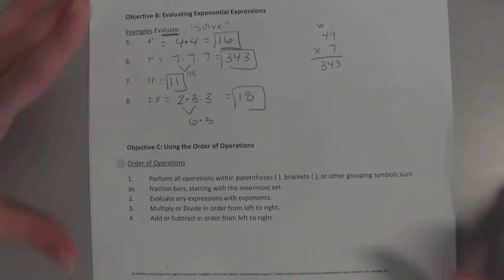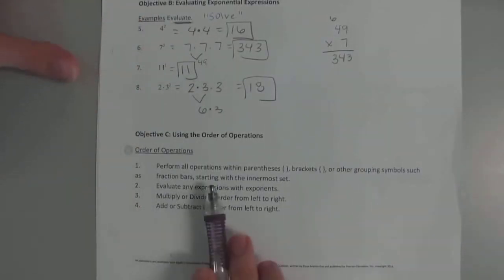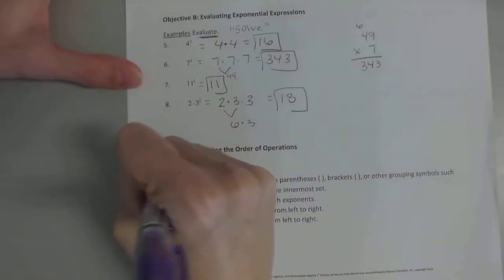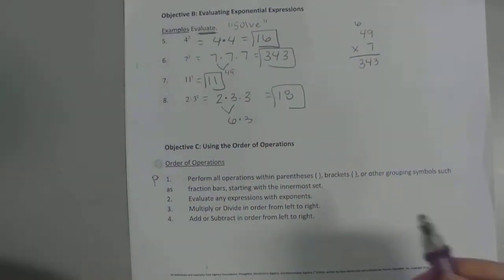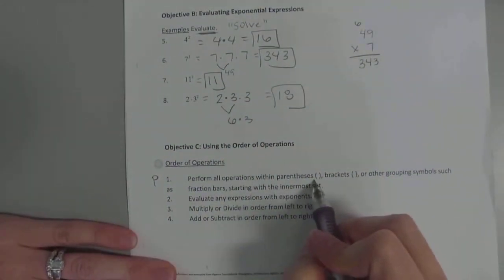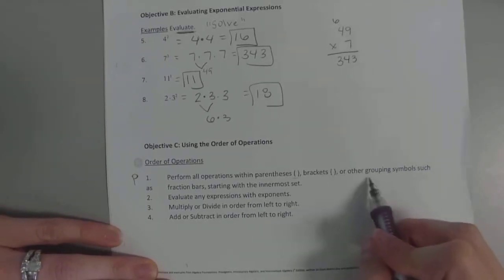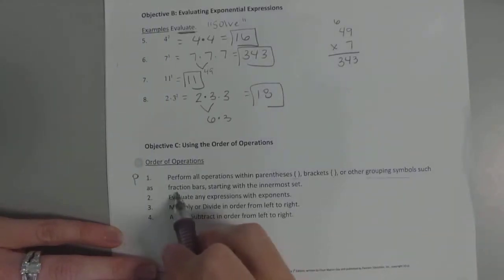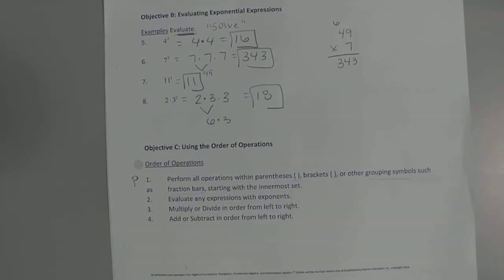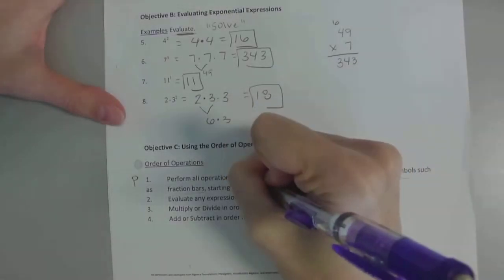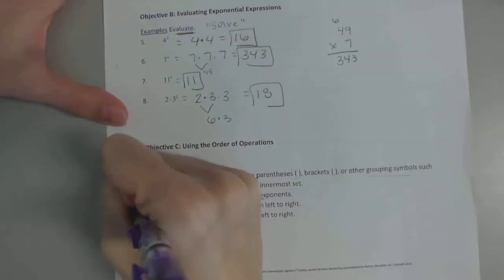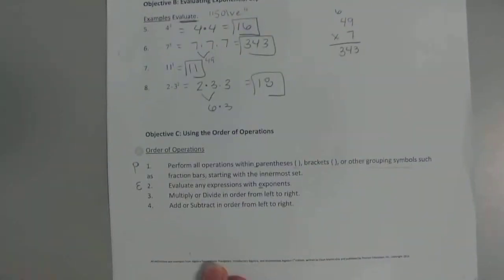All right, so these are typed up. Perform all operations with parentheses first. That's the P in PEMDAS, okay? But realize parentheses can be normal parentheses. They can be squiggly brackets, or they can be other grouping symbols, for example, a big fraction bar, like a big division bar, means do the top first before you do all the other stuff. So that's the P.